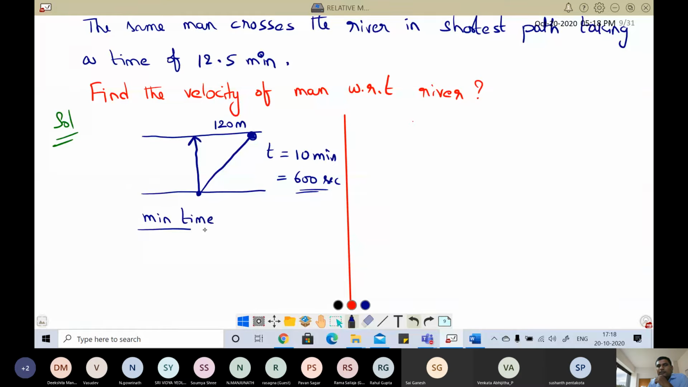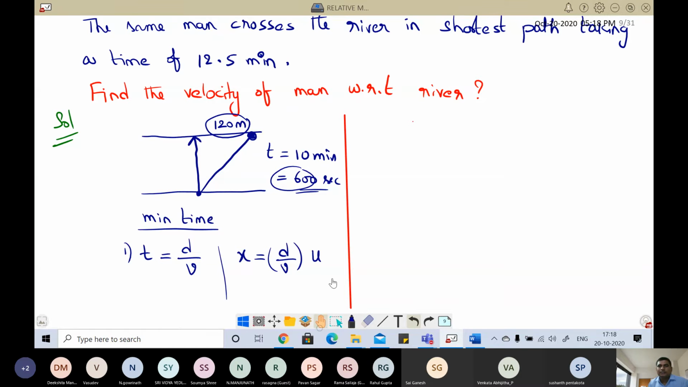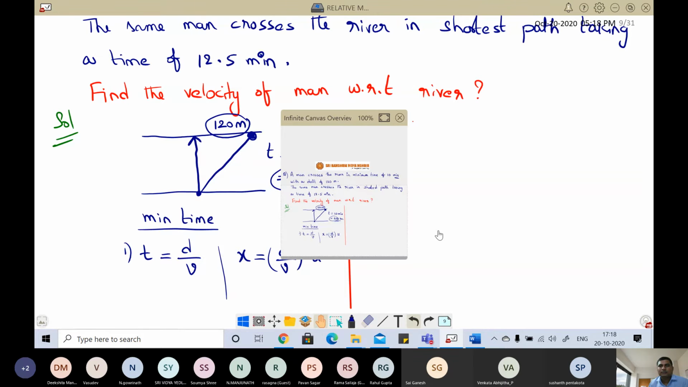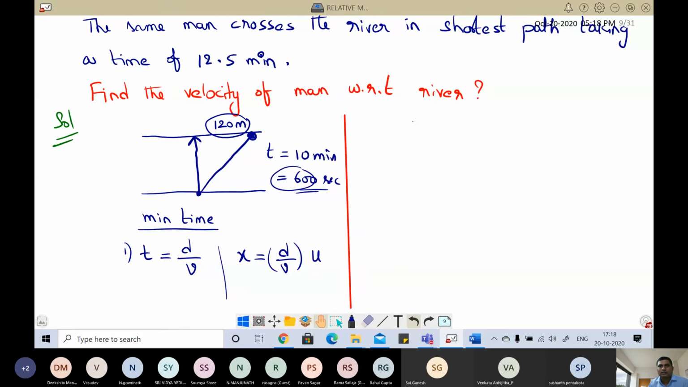Now we have the equations, correct or not? Because they gave drift also, they gave time also. So for time, what is the formula? T equal to d by v. And for drift, what is the formula? X is equal to the minimum time into river velocity u. Correct or not? These two equations we have. So now directly we can use this.